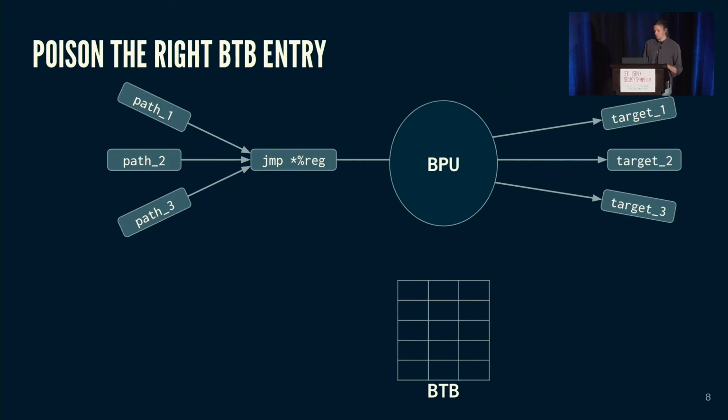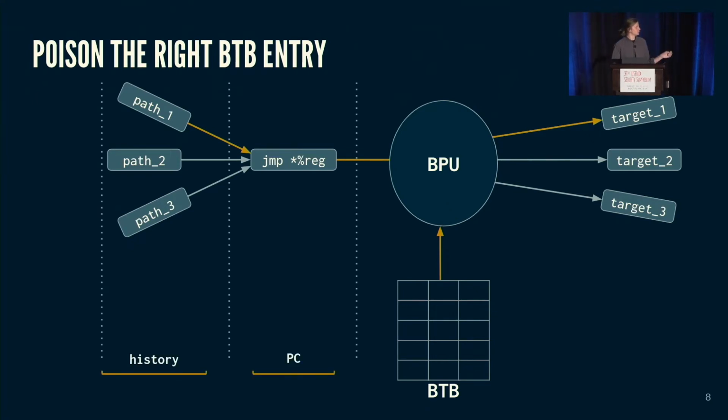So this BTB is providing the branch prediction unit, the BPU, with the predicted targets, so that this indirect jump can choose the right branch target to use here. It chooses the entry by taking into account the history that you took to get to this indirect branch, and also the program counter. With these two, you can form a BTB index and select the right entry. Each of these cells represents a branch target.